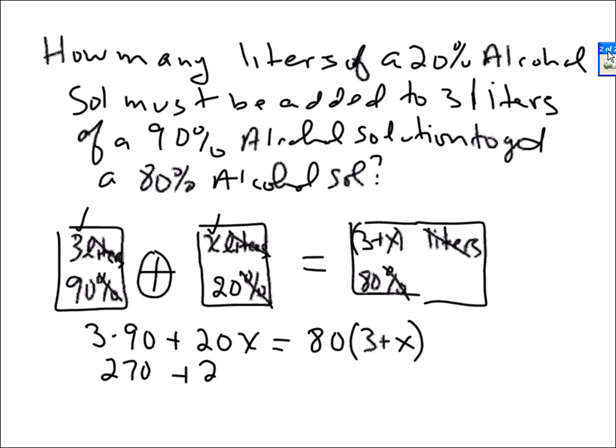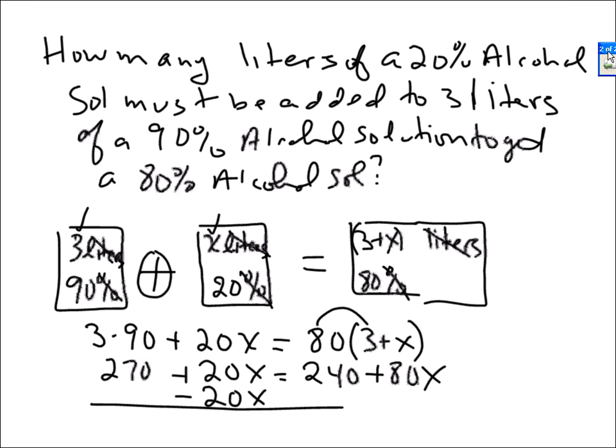270 plus 20X is equal to 240 plus 80X. Bring all the X's to the right side because the right side has more of them. The right side has 80 X's, the left side has only 20. If I'm bringing the X's to the right, then I should bring the numbers to the left. No numbers on the right.